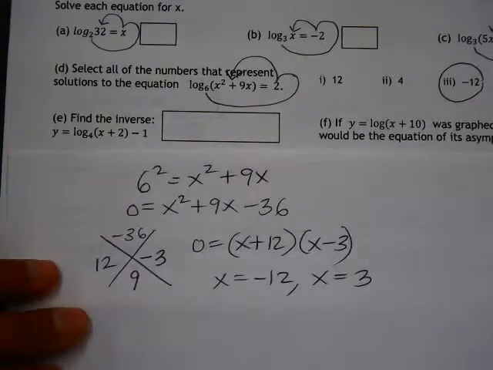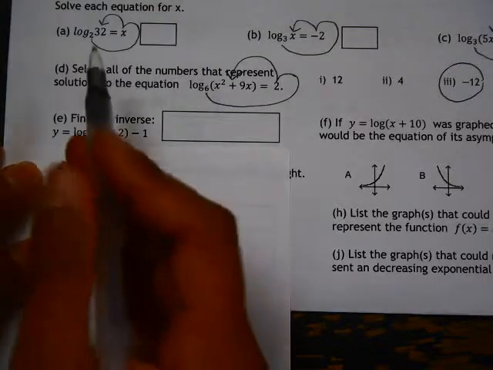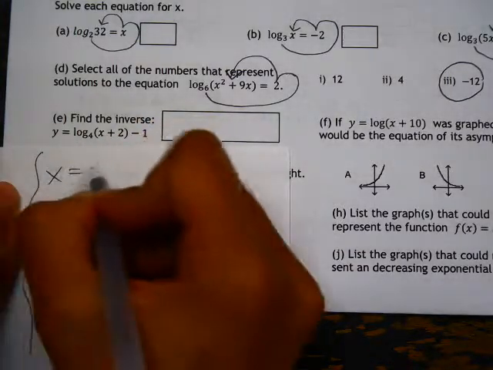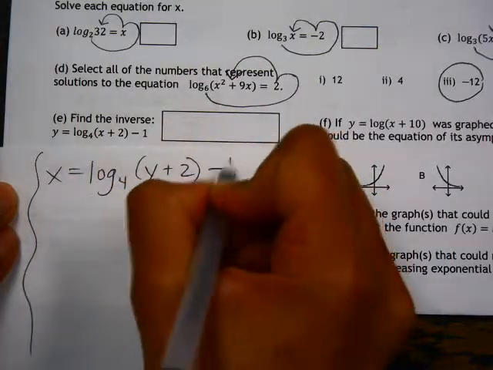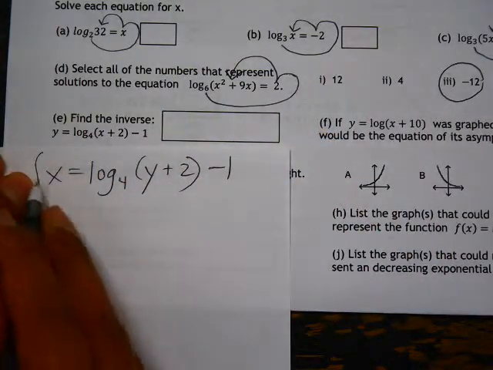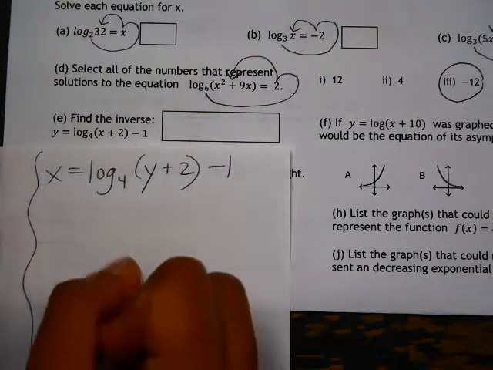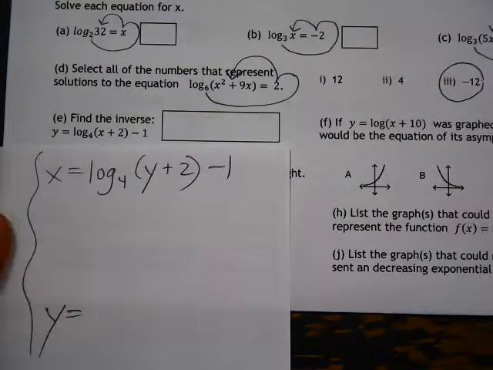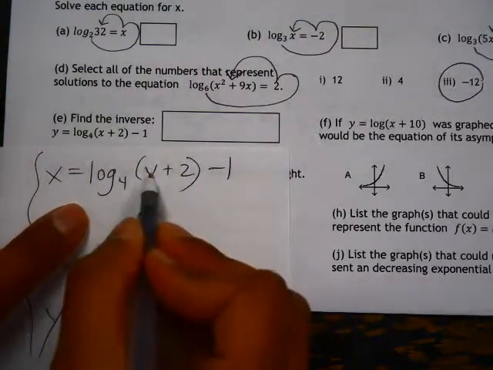Letter E is find the inverse of this equation. So we know that an inverse is when x and y get switched. So y becomes x and the x becomes y. Now, we don't usually write equations as x equals. We want the equation to be y equals. So my end goal here is to get this same equation in a form where it can be y equals. So in order to do that, I need to isolate this log. Eventually I want the y to be isolated.